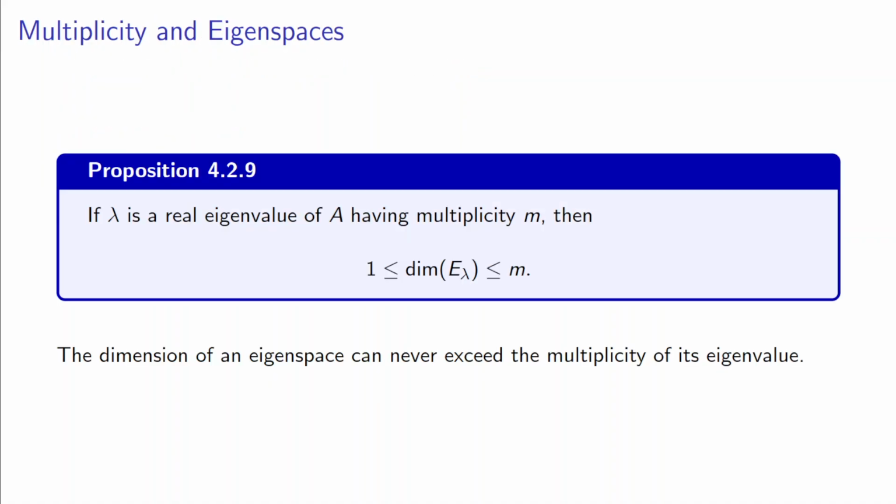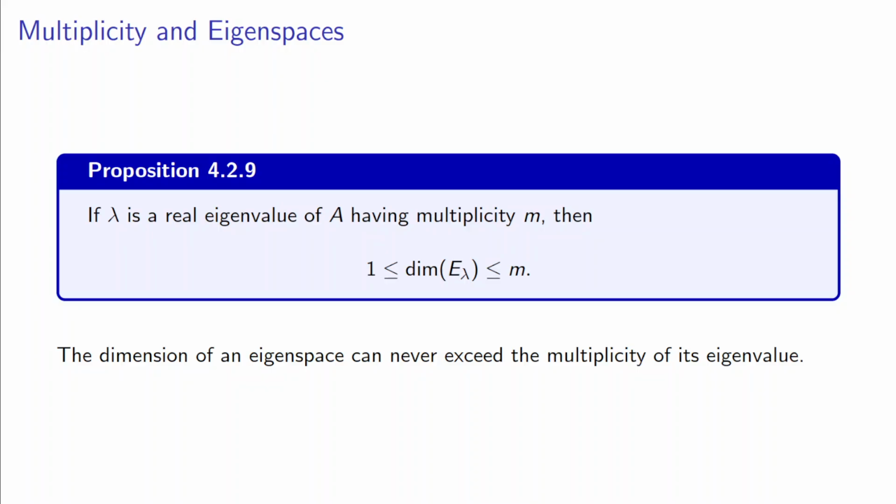And then when it comes to the eigenspaces, looking at the dimension of the eigenspace, remember the eigenspace is basically the span of the eigenvectors, right? So the null space of A minus lambda I. So the dimension of that, if lambda is a real eigenvalue of A with multiplicity m, it turns out that the dimension of that eigenspace is at least 1.